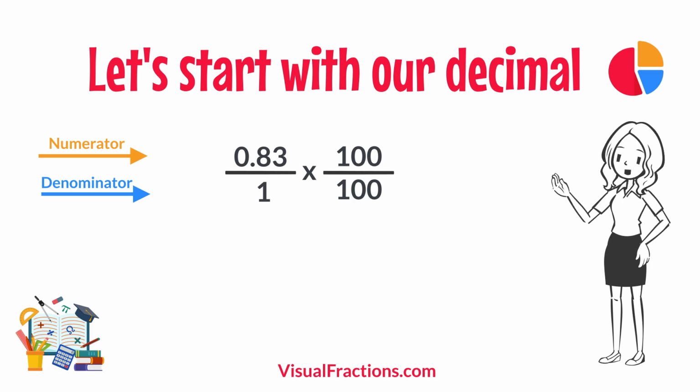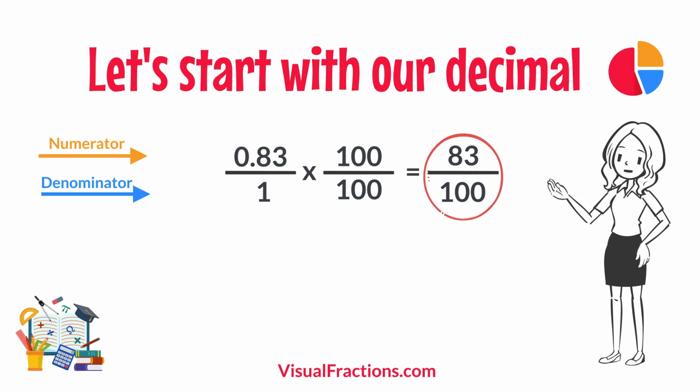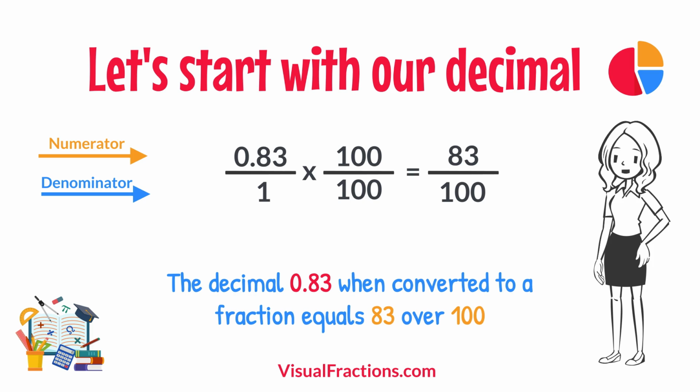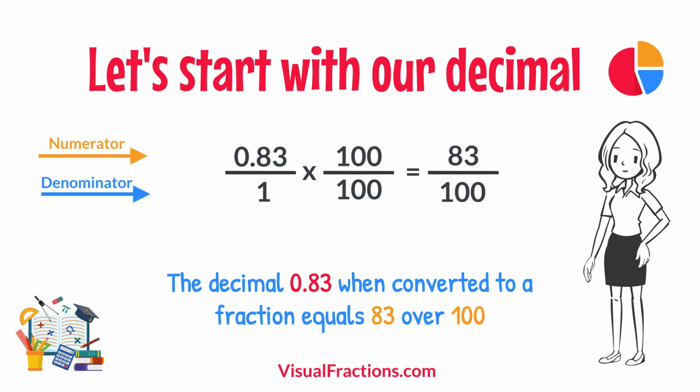So, 0.83 times 100 gives us 83, and 1 times 100 gives us 100. This translates 0.83 to the fraction 83 over 100. And there you have it. The decimal 0.83 when converted to a fraction equals 83 100ths. This fraction is in its simplest form and cannot be further simplified.